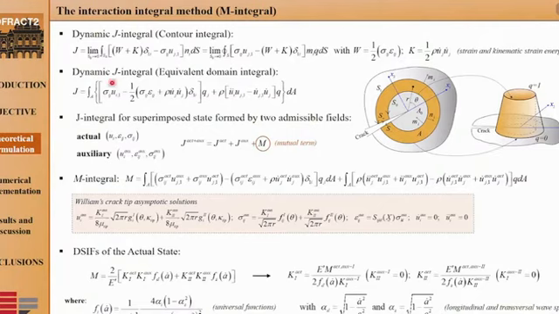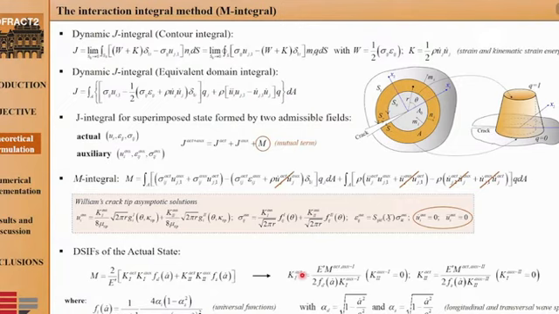The interaction integral results from the J integral applied to the superimposed state formed by two admissible fields, the actual one, for which dynamic stress intensity factor would be evaluated, and the auxiliary one, whose solution is known. The interaction integral represents the mutual term of them. Under this assumption, we derive this expression of the interaction integral. We assume as auxiliary field the Williams crack tip asymptotic solution, where the velocity and acceleration fields are 0. This involves a considerable simplification of the interaction integral expression.